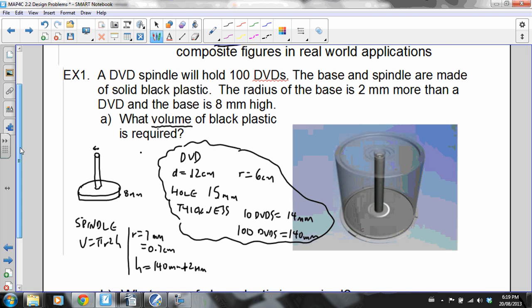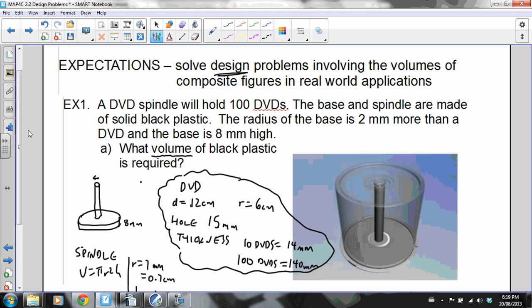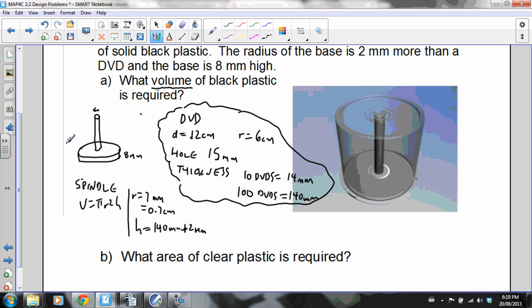And that was the expectation, a design problem. And those of you that have taken Mr. Edwards' class, you make these decisions all the time. And so now it's just math, right? 7 centimeters squared times 14.2, and I got the volume is about 21.9 centimeters cubed. And hopefully you got enough room to handle this.